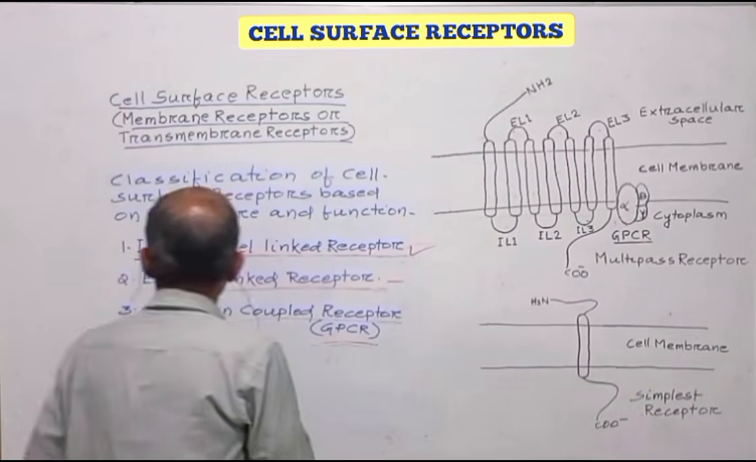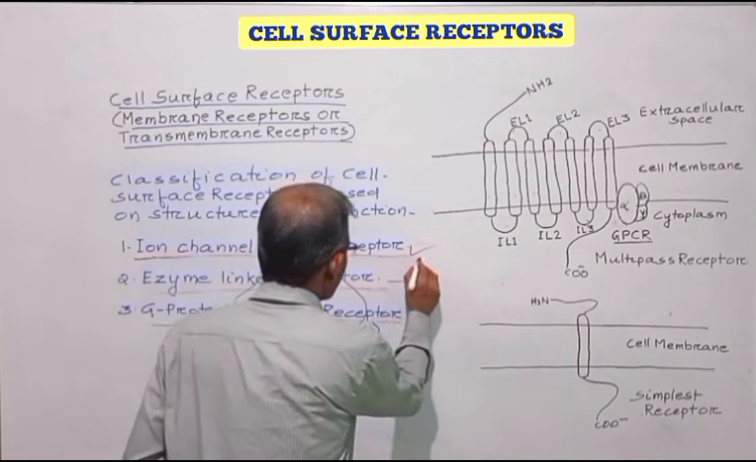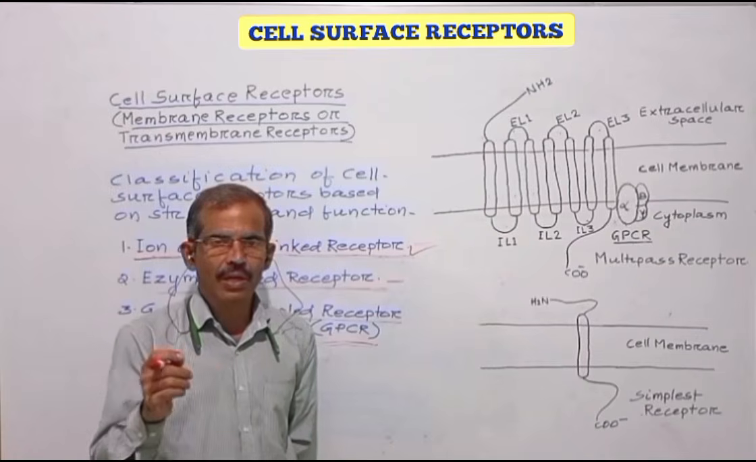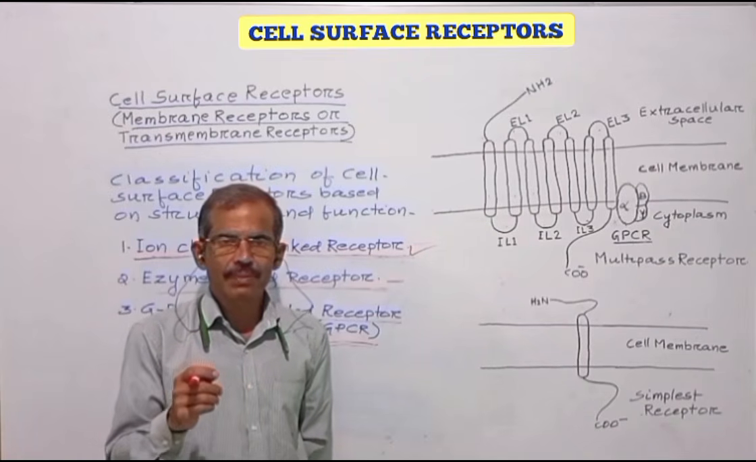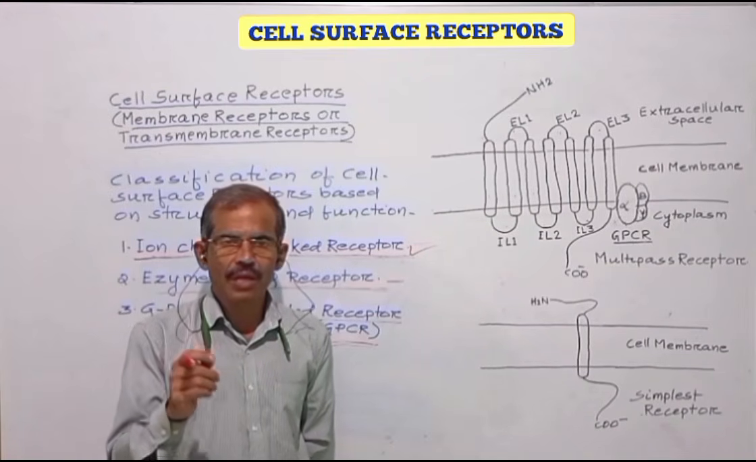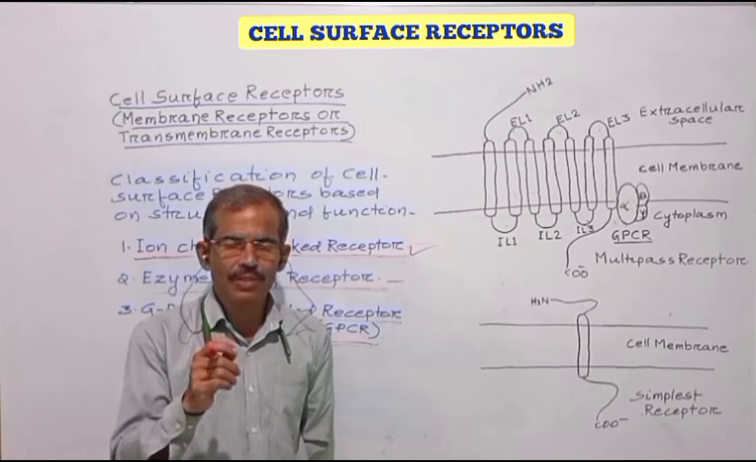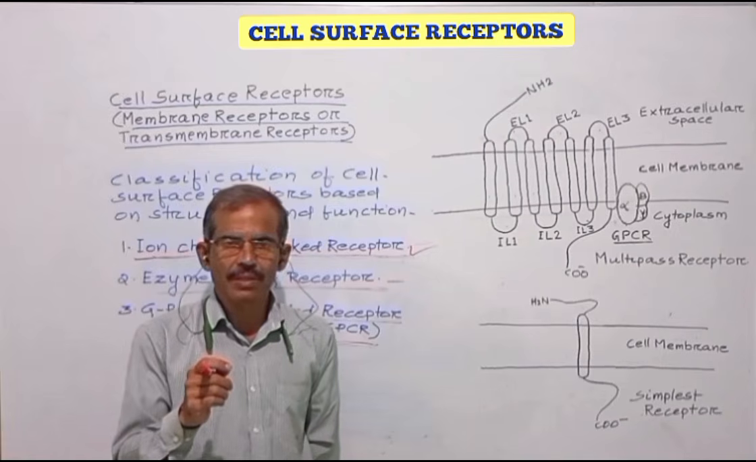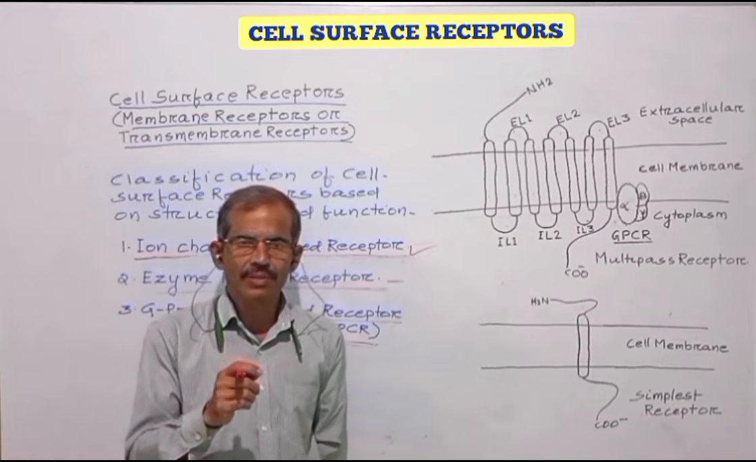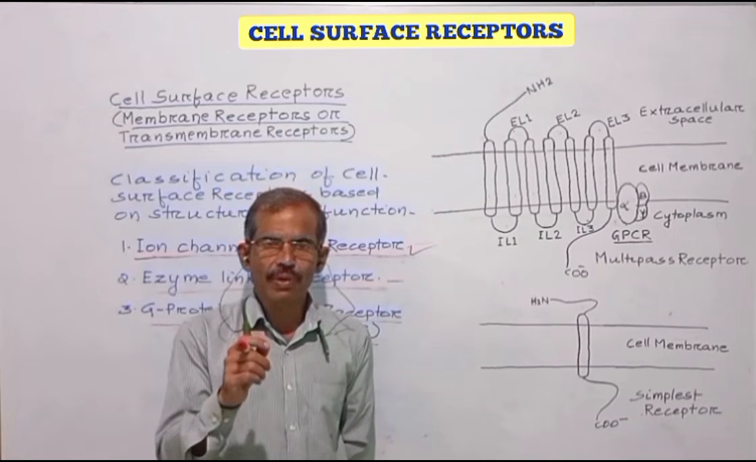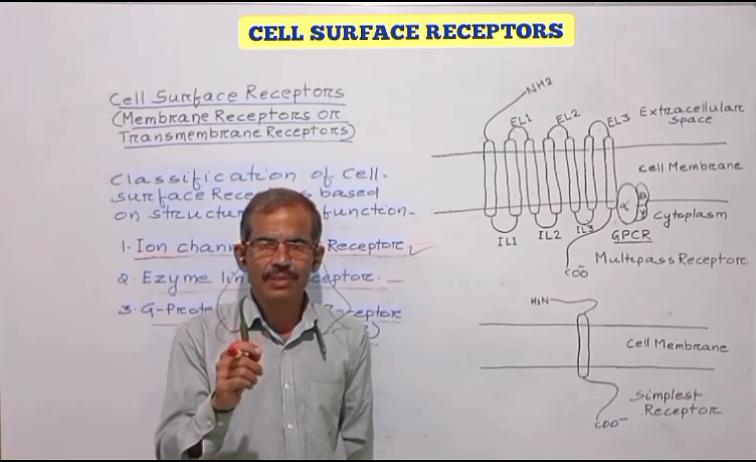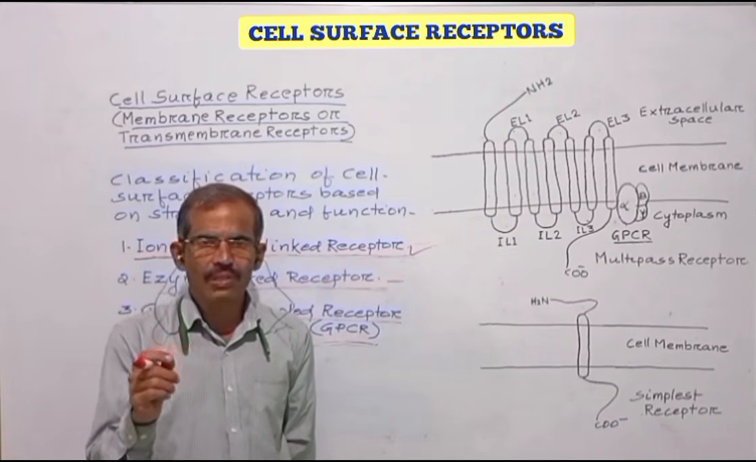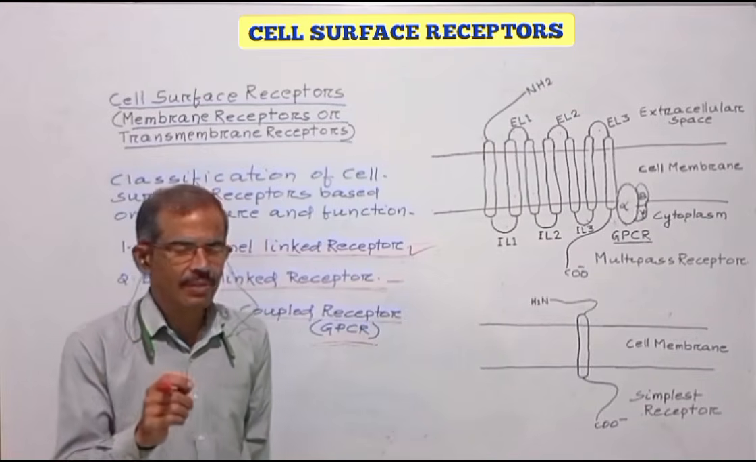Number one, ion channel linked receptors which form channels for cations or anions. These receptors constitute a large family of multi-pass transmembrane proteins. These receptors participate in rapidly signaling events, which is usually found in electrically active cells such as neurons. These receptors are also known as ligand-gated ion channels.